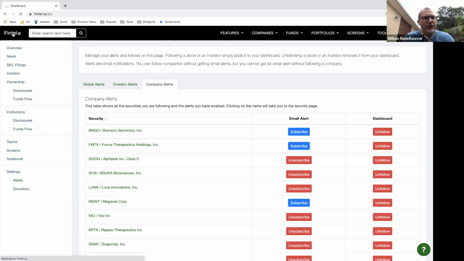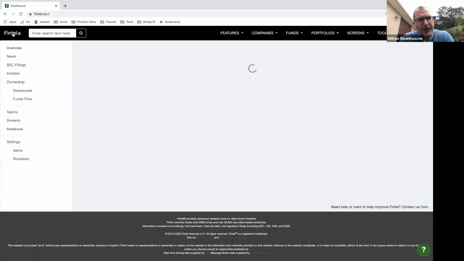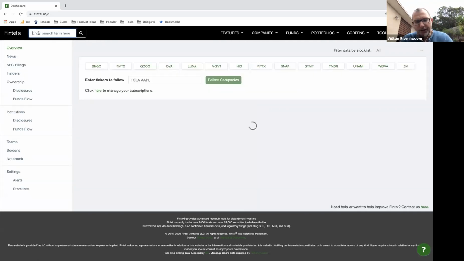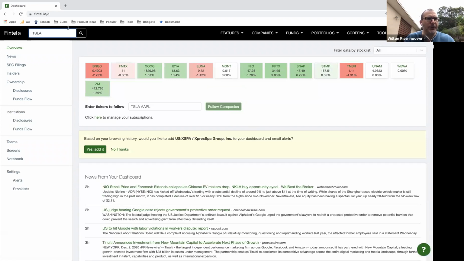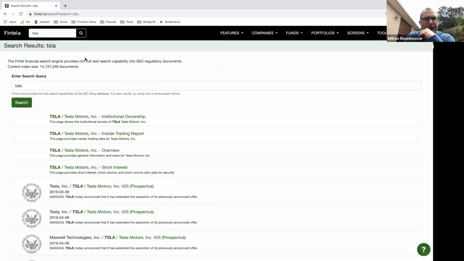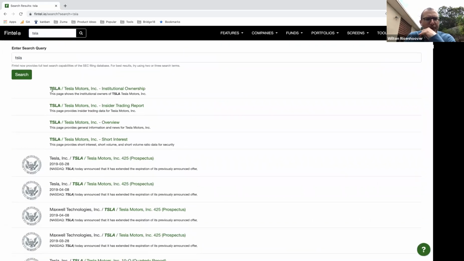Now, in terms of finding stocks and securities and the data on Fintel, the search engine is right here. Let's start off with Tesla because I like to use that as an example. I'm going to type in the ticker here and see all of the results. Typically, we've got a bunch of data pages on Fintel and a bunch of SEC documents as well, so we'll show you the data pages first and the SEC documents after that.